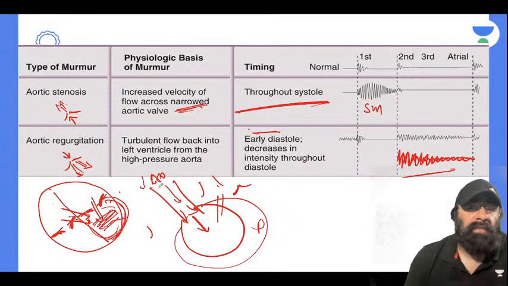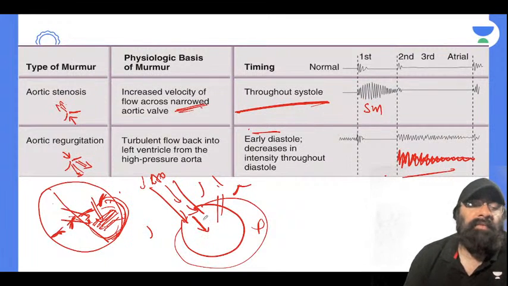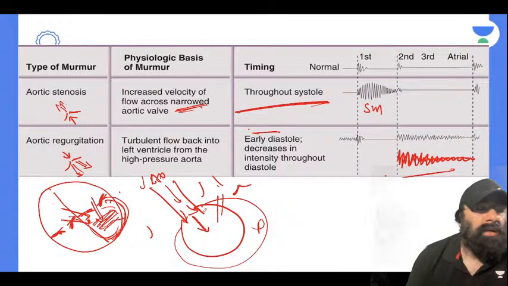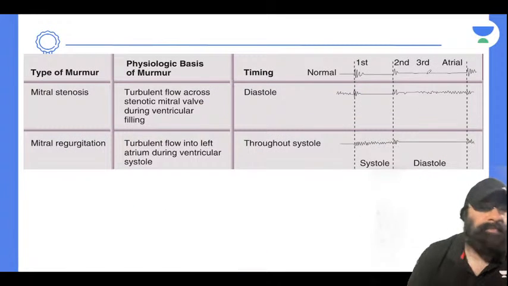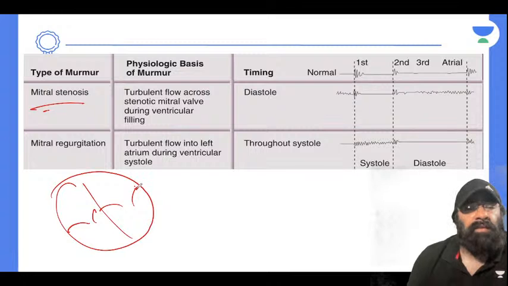This is the reason why in diastole the intensity of the murmur is less, and in systole, because the force of contraction of the ventricle is constant throughout, there is a complete systolic murmur. Now, what about mitral stenosis? In mitral stenosis, the same thing happens. Here there is a valve, and here there is another valve. In mitral stenosis, what is happening? Normally, the valve is supposed to open like this, and the blood is going to come down. Here, the stenosis is like this, so there is a small opening for the blood to come down.